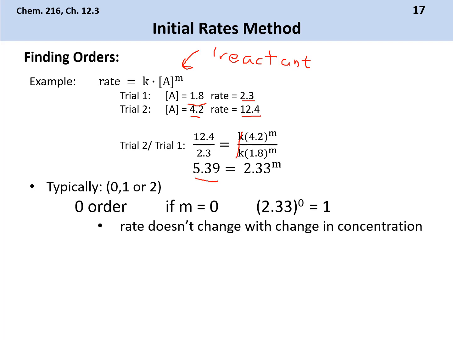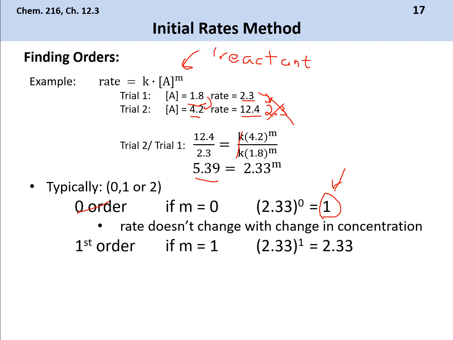So I can go ahead and plug in. Here, if m equals 0, this 2.33 to 0 will give me 1. What this means is that the rate doesn't change with a change in concentration. This would be the case only if we changed the concentration of A, but my rate remained at 2.3. Changing that concentration had no effect. But that's not the case here. All right, so it's not 0 order.